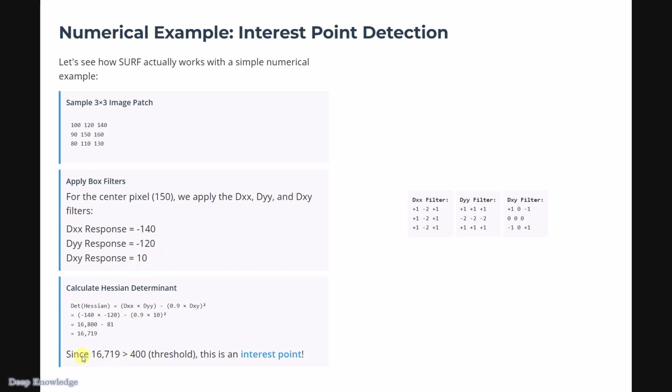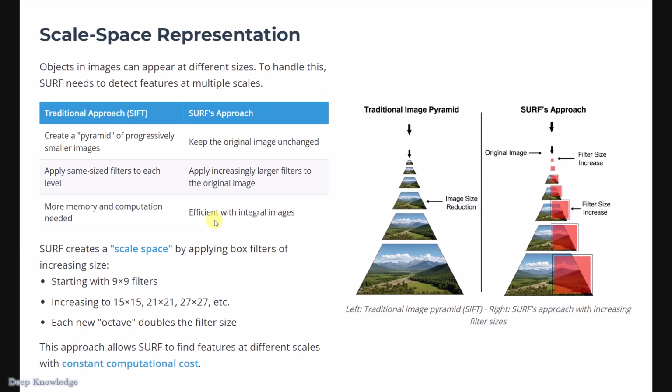Okay, so we have already seen how they calculated this. These are the filters. And now let's see the scale-space representation. You can see here objects are at different sizes, so we need to find features at multiple scales, unlike the traditional method.